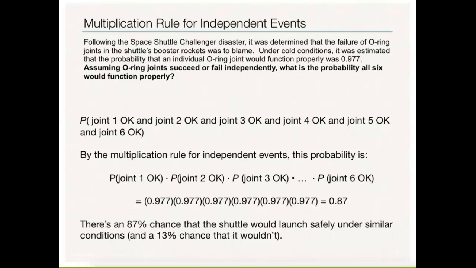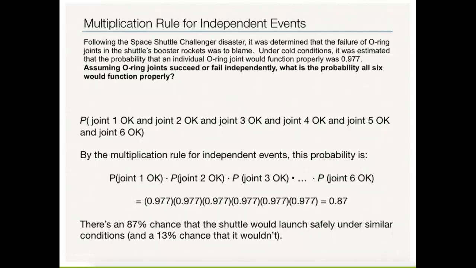But the whole thing that happened was that there were these O-rings, these gaskets in the shuttle's booster rockets, that were meant to seal the fuel from the fire, essentially. And under cold conditions, it was estimated that the probability an individual O-ring joint would function properly was 0.977. And if we assume that they succeed or fail independently, what's the probability that all six would function properly?